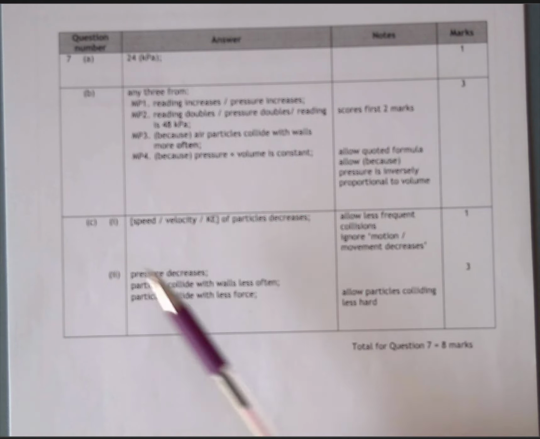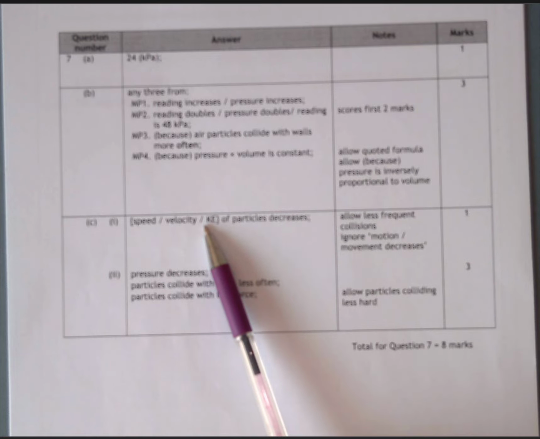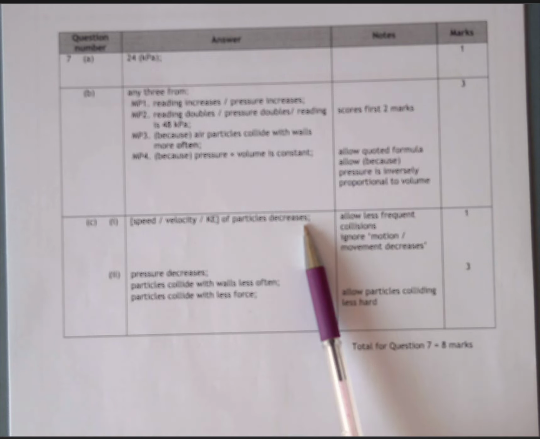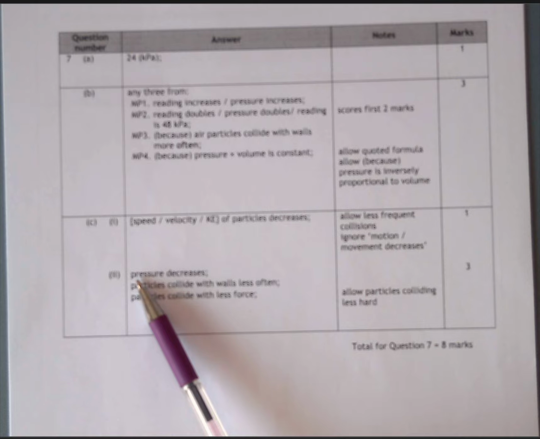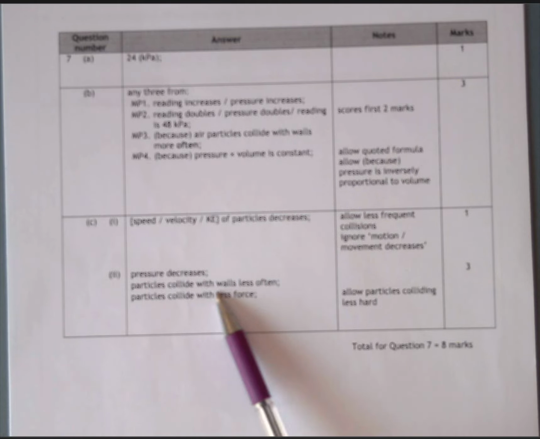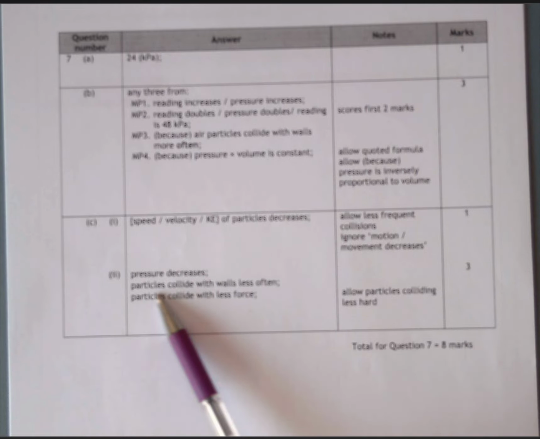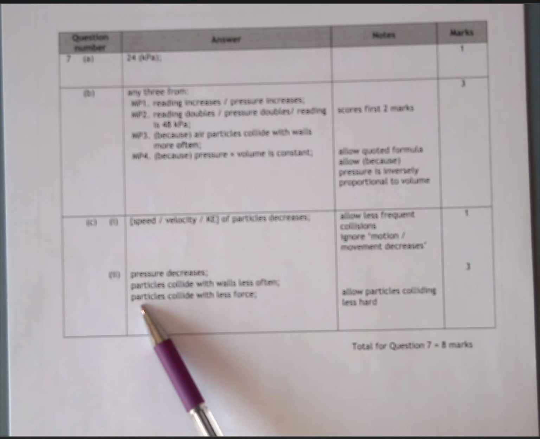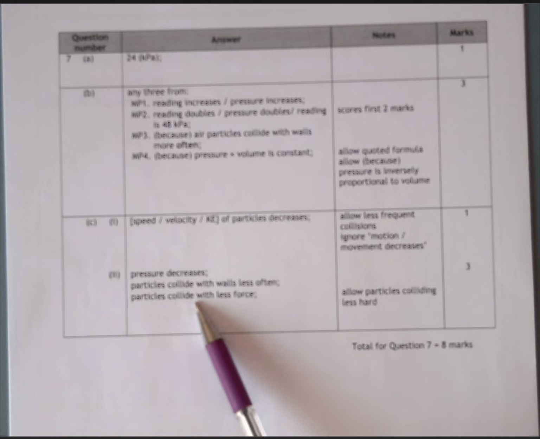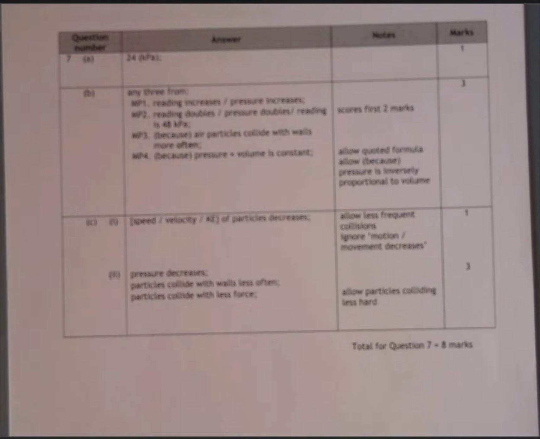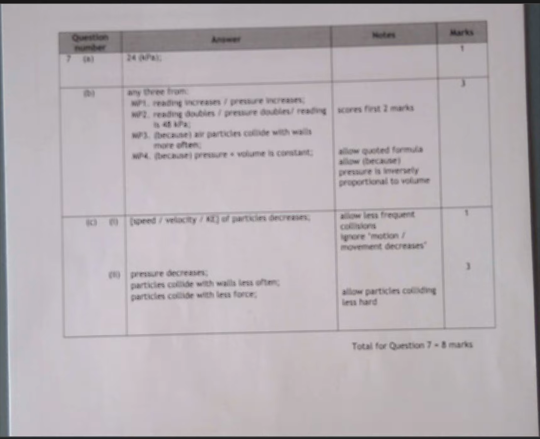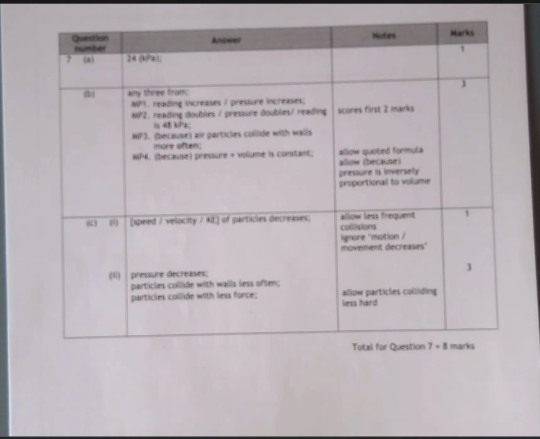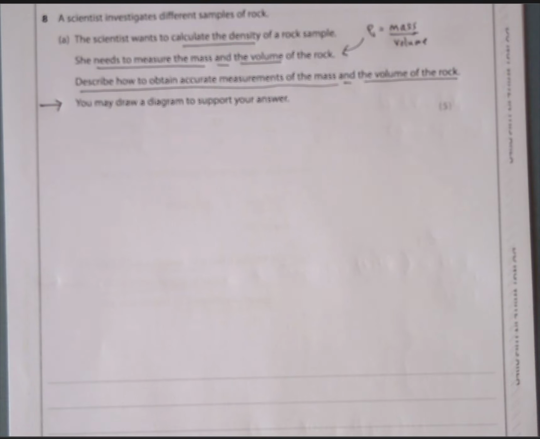So in that final question, it says the speed or velocity or kinetic energy of the particles decreases. We got that point. And then it says the pressure decreases, the particles collide with the walls less often. So we know the pressure decreases due to the temperature. The particles collide less often, we got that. And the particle collisions is what determines the force. So if they collide less often, they'll collide with less force. Okay? Fewer collisions. So that's basically question 7 done in this paper. There's one more question.